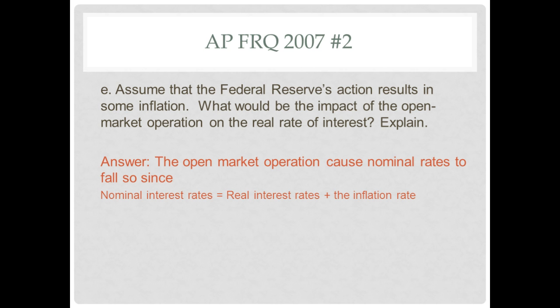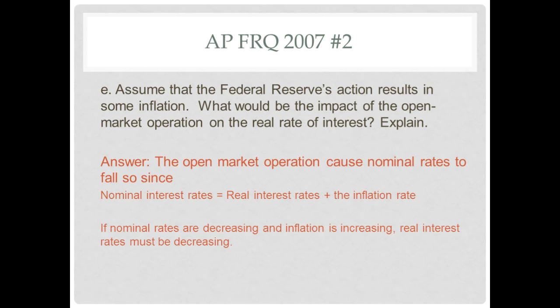Another way to think about this, though, is this, and this is really the explanation. Remember that real interest rates are not affected by inflation because we don't consider inflation with real interest rates. We only consider it with nominal. So if nominal interest rates are coming down, even though inflation is rising, we know that real interest rates must be decreasing. And here's how I worded it. If nominal rates are decreasing and inflation is increasing, real interest rates must be decreasing. And again, the key point being because inflation doesn't affect real interest rates.